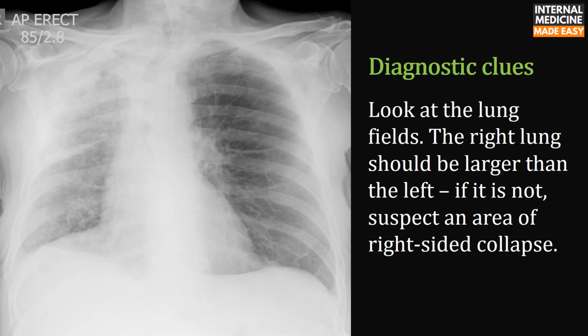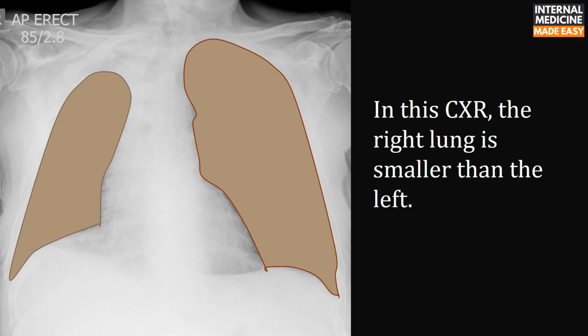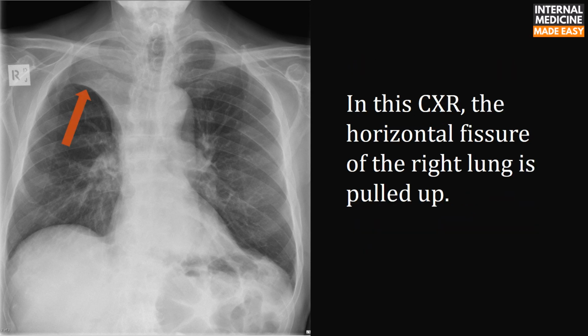Now some diagnostic clues. Look at the lung fields. The right lung should be larger than the left. If it is not, suspect an area of right-sided collapse. In this X-ray, the right lung is smaller than the left. Look for the horizontal fissure in the right lung. If this is pulled up, it suggests right upper lobe collapse. In this X-ray, the horizontal fissure of the right lung is pulled up.